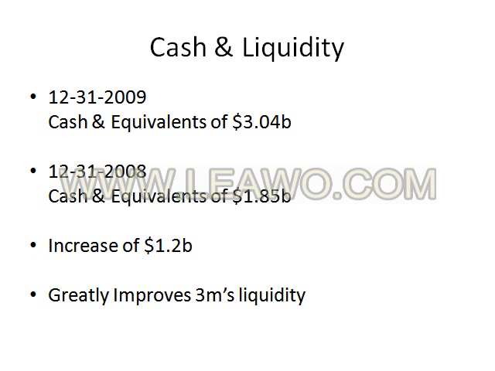Cash and liquidity. As of December 31st, 2009, 3M had cash and equivalents of $3.04 billion. In 2008, cash and equivalents were $1.85 billion. So year over year, this is an increase of $1.2 billion, which greatly improves 3M's liquidity position. This gives 3M the ability to pay bills, dividends, start new projects, etc., which has a positive effect on liquidity.